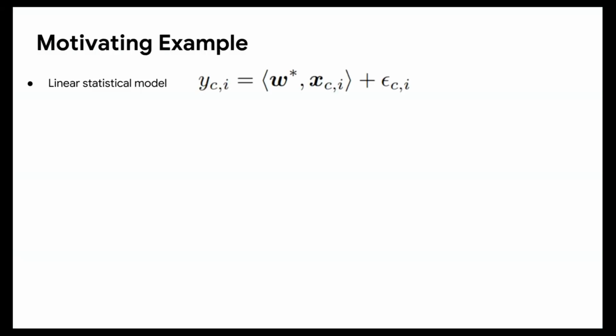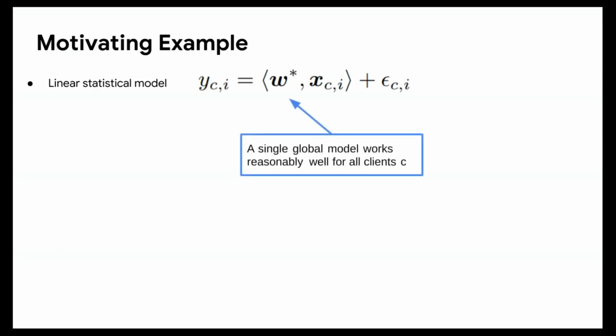This is a motivating example on heterogeneity. Consider we have a linear statistical model. Here, W star is a global model for this linear statistical model, and C represents the different clients. I represents a sample on a client. We assume that a single global model works reasonably well for different clients C.